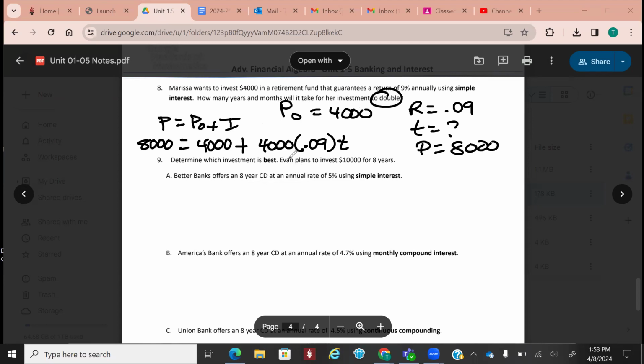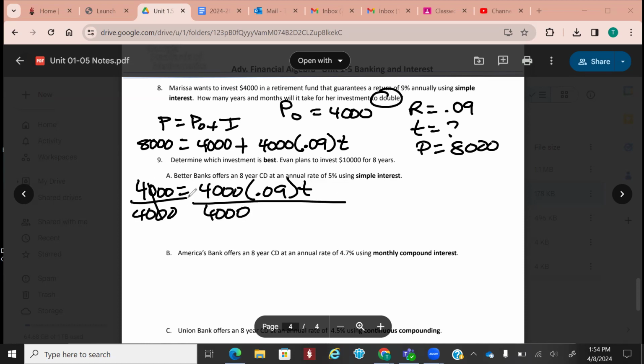Now we're going to solve for T. So we're going to subtract that 4,000, and that's going to give us 4,000 over here. And then we're going to have 4,000 times 0.09 times T. We're going to divide by 4,000 on both sides. And that's going to give us 1 equals 0.09 T. Now, if we divide by 0.09, we get 11. So T is going to equal 11 for this first one.